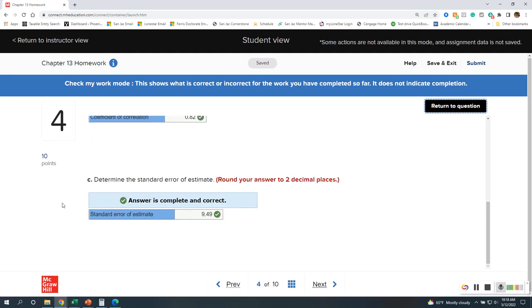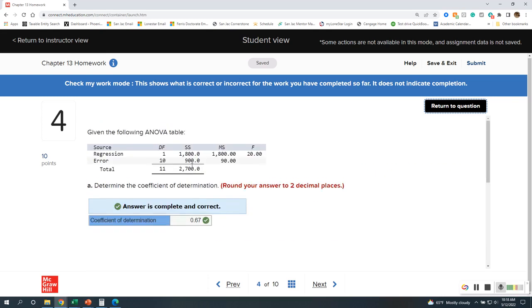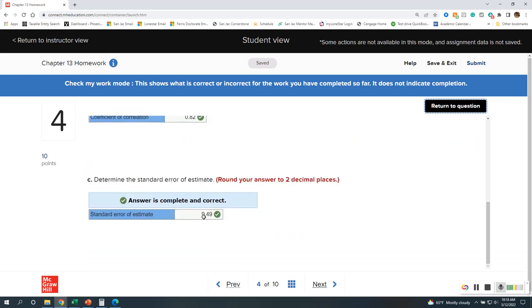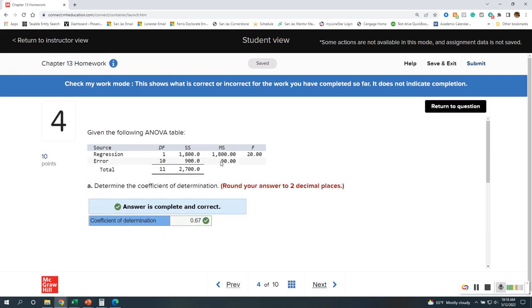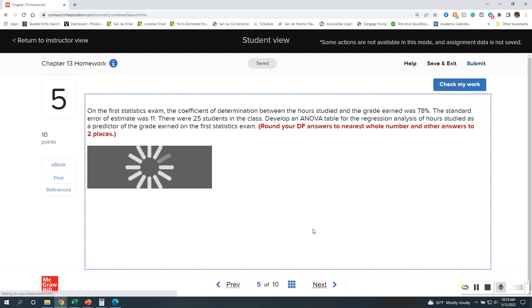That was a little bugaboo. Because it really is interpreting the ANOVA and figuring out the correlation. But then again, here's the MSE. So basically, it's the square root of the MSE. Okay, next.